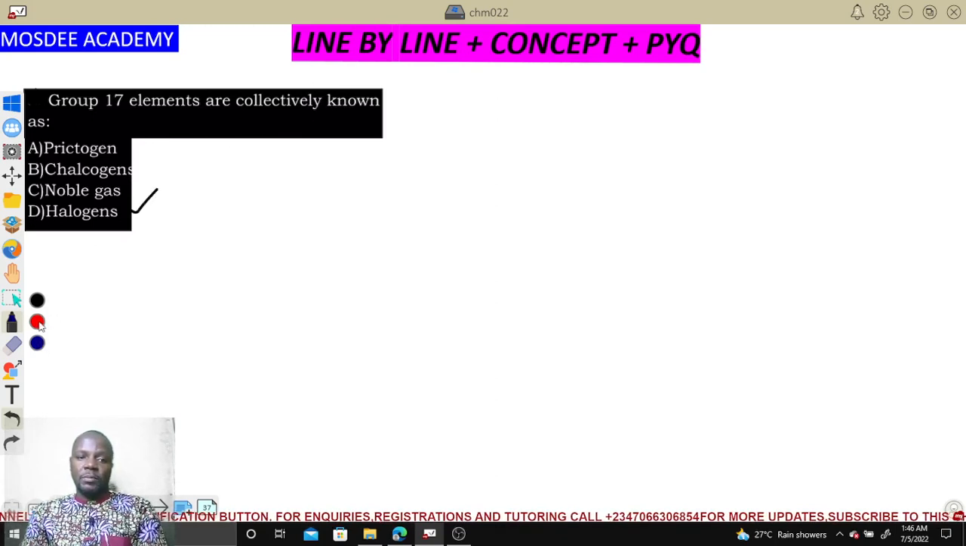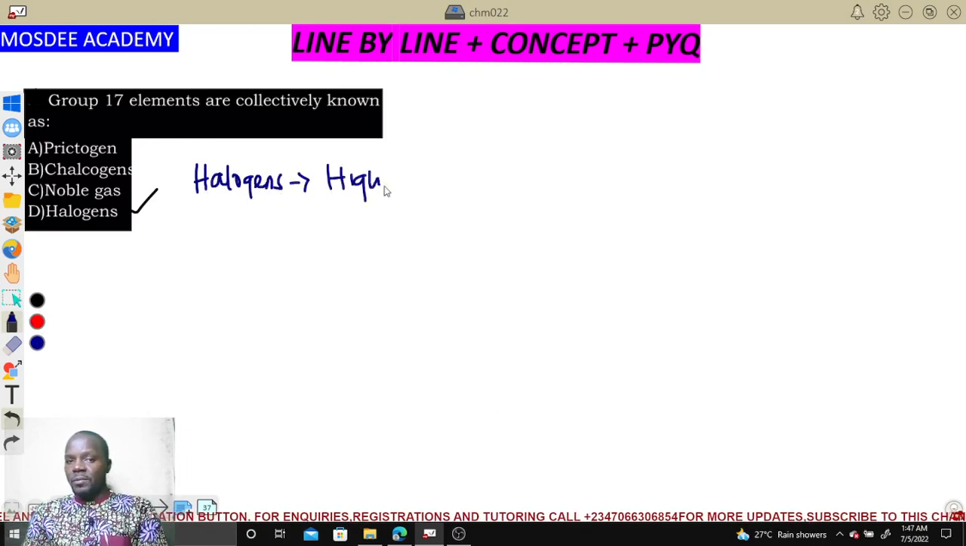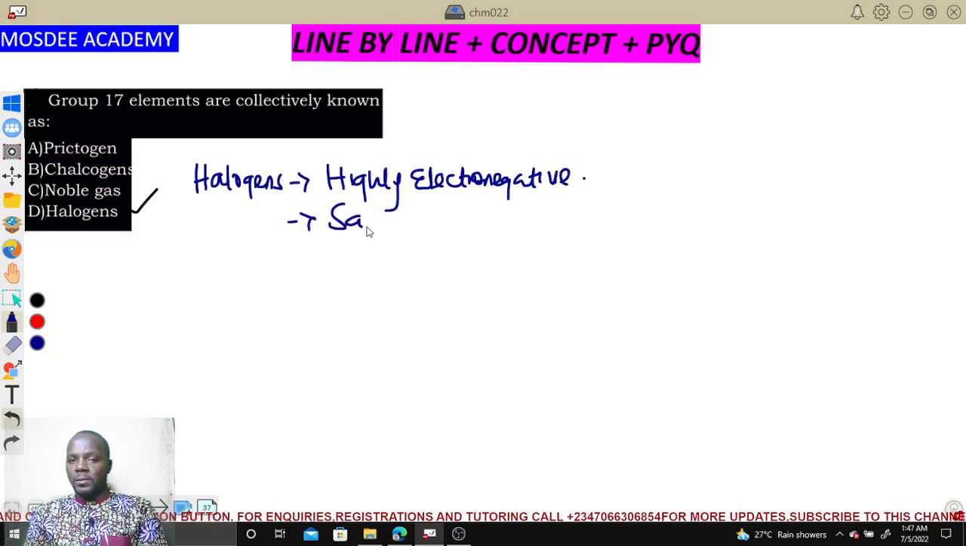Halogens are the name given to group 17 elements because they are highly electronegative, and because they are salt producers. So you can keep that in mind as well. Let us not waste time.